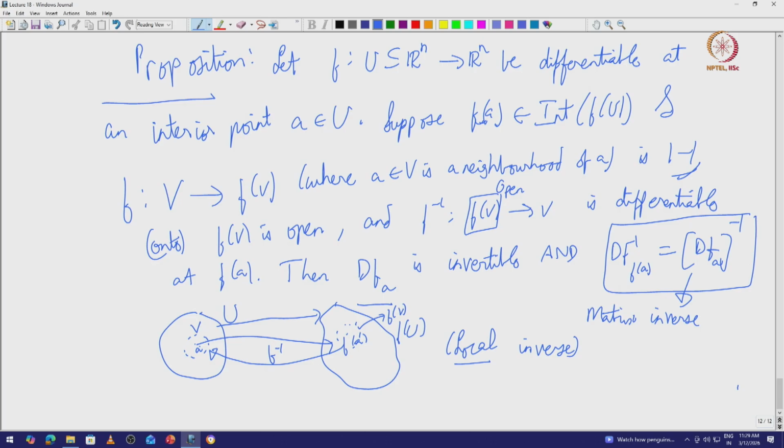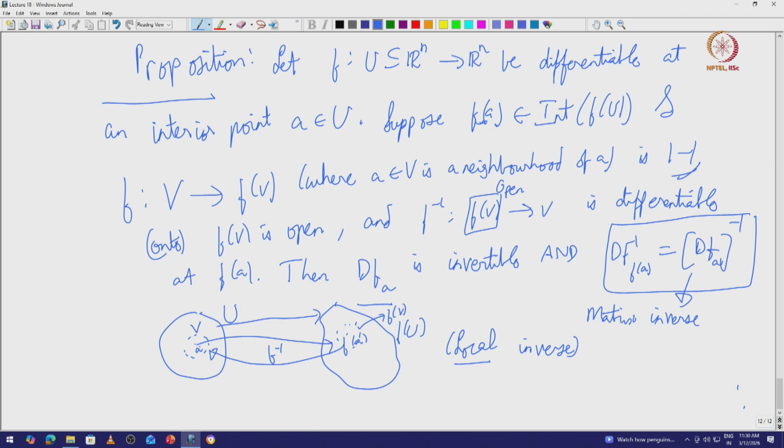So this proposition can be stated in fewer words as: assume that f is locally invertible near the point a, and it's locally an open map. That is, there exists a neighborhood V of a so that f of V is open. And assume that the local inverse is differentiable. That means this inverse only makes sense in a small region around f of a. Then the derivative at a is invertible, and the derivative of the inverse is given by something.